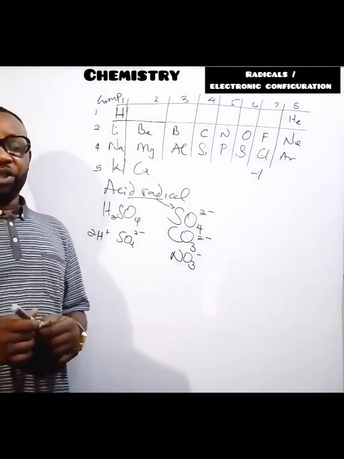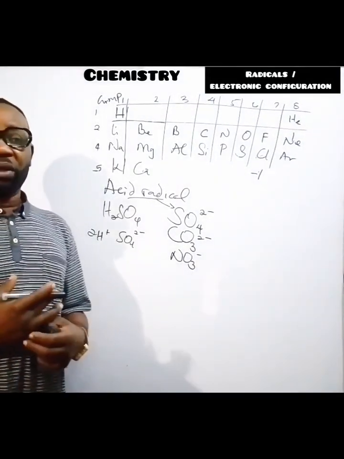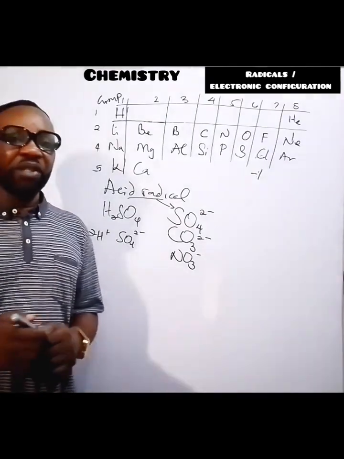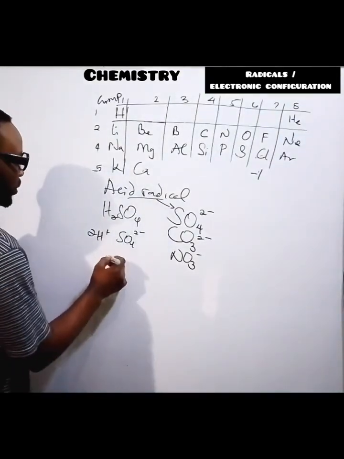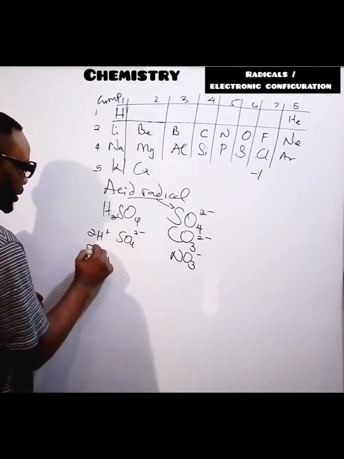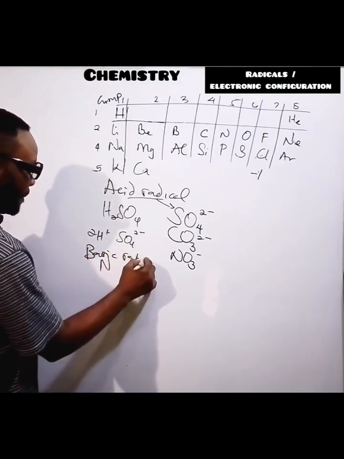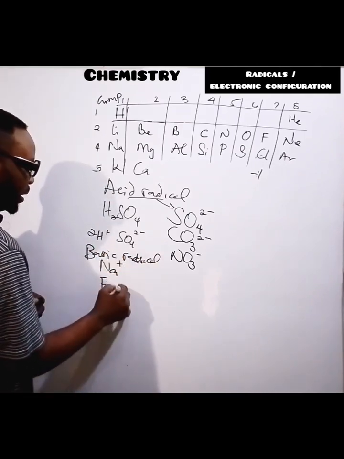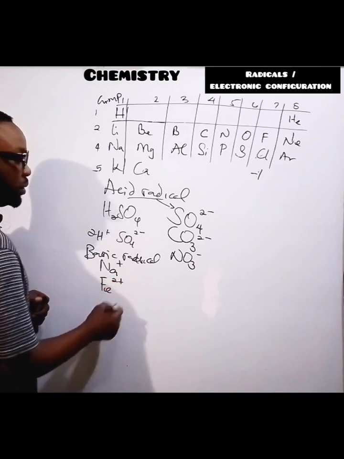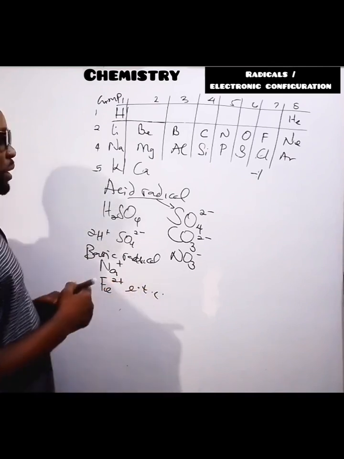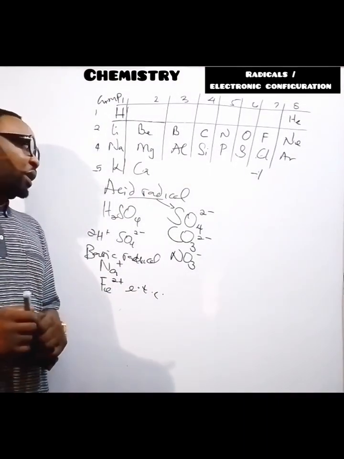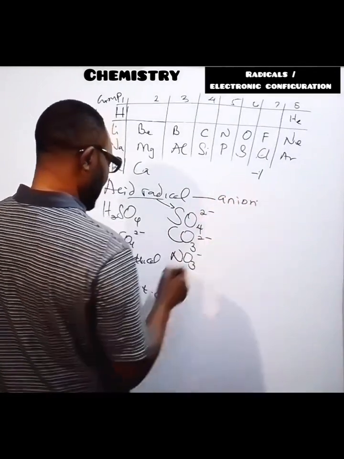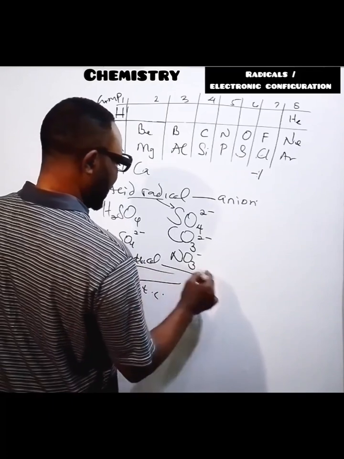Here, I mentioned that we also have what is called a basic radical. Basic radicals are cations, that is, positively charged atoms. We have them in this form. Na+ is another form of basic radical, Fe2+, and so on and so forth like that. An important thing to note is this: these acidic radicals are the so-called anions. These basic radicals are the cations.